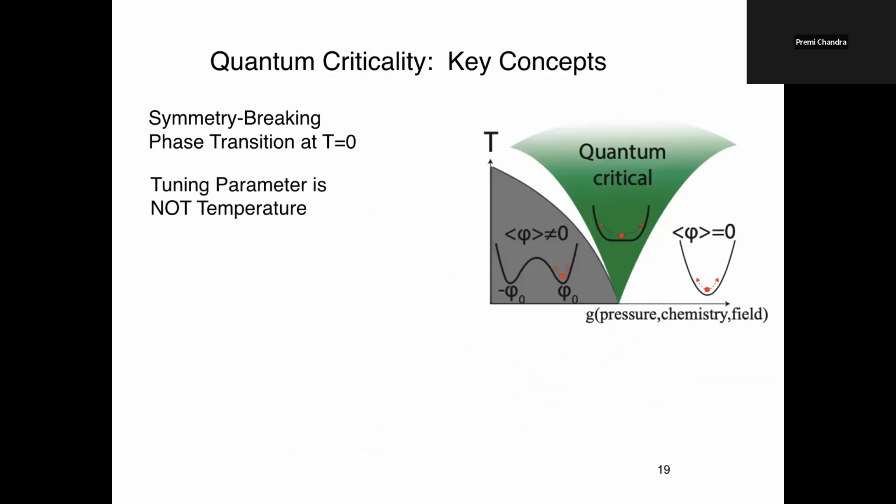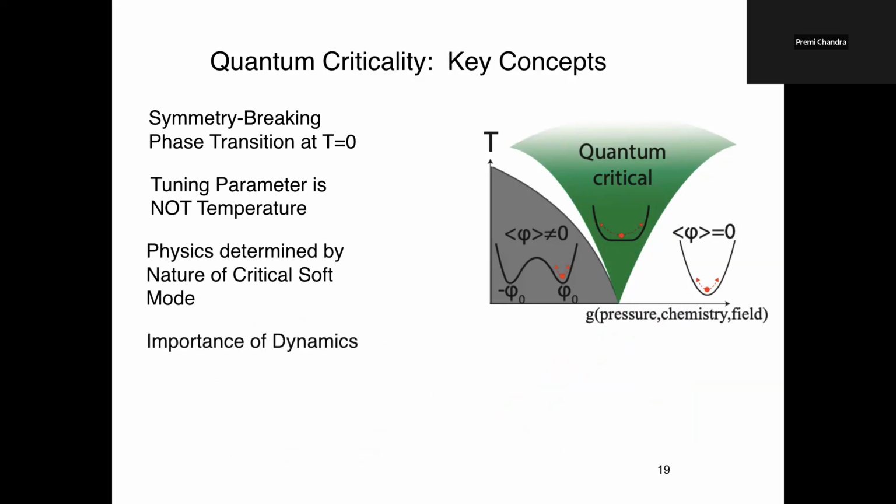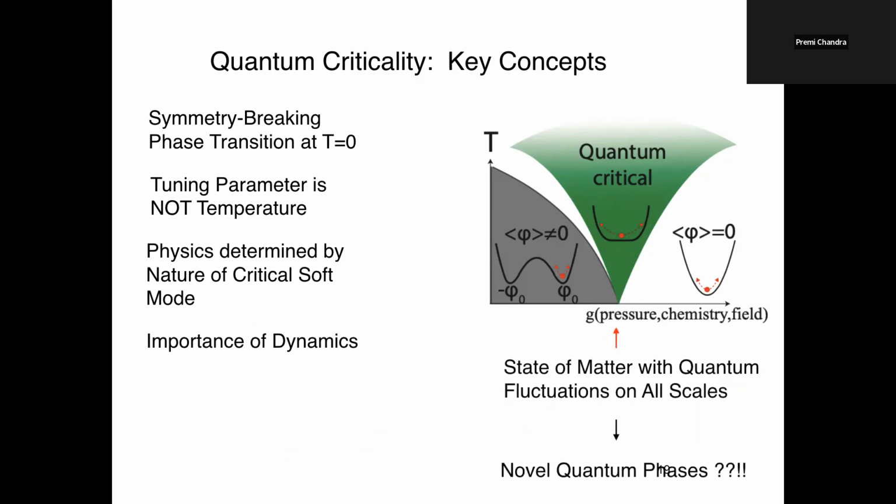The tuning parameter is not the temperature. The physics is determined by the nature of the critical soft mode. We have the importance of dynamics. Okay, that makes it somewhat different. We have a state of matter with quantum fluctuations at all scales. And of course, we're interested, as we've already heard in some talks, in novel quantum phases.